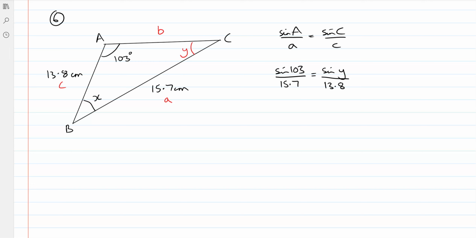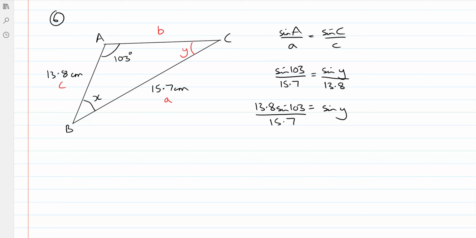Again, multiply up by 13.8, we want to get the sine y on its own. So we want to multiply by the bottom, multiply both sides by 13.8. So on the right, that will just cancel the bottom and leave us with sine y. And on the left, because we're multiplying, it's going to go up onto the top. We always write it before the function, before sine, and the 15.7 is just going to sit there for now.